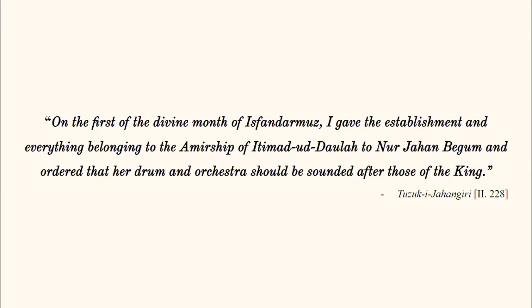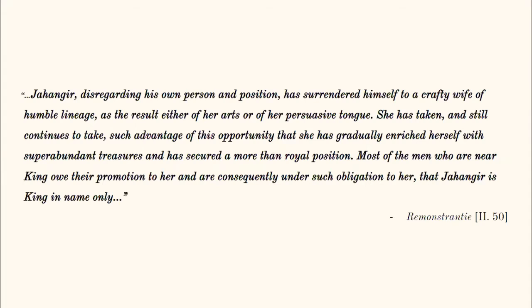Here you can see an excerpt from the Remonstrantie of Francisco Pelsaert, a Dutch factor who visited the Mughal court during the reign of Jahangir. He says that Jahangir, disregarding his own person and position, has surrendered himself to a crafty wife of humble lineage as the result either of her arts or of her persuasive tongue. She has taken and still continues to take such advantage of this opportunity that she has gradually enriched herself with superabundant treasures and has secured a more than royal position. Most of the men who are near the king owe their promotion to her and are consequently under such obligation to her that Jahangir is king in name only.